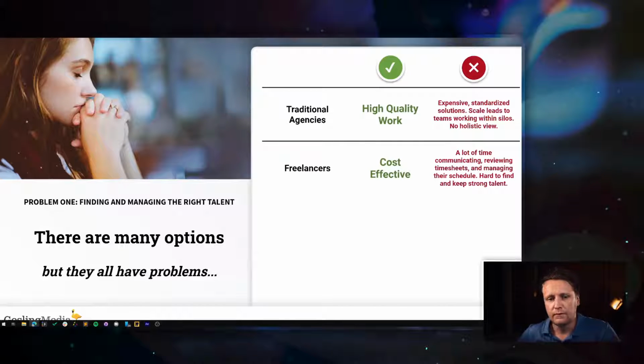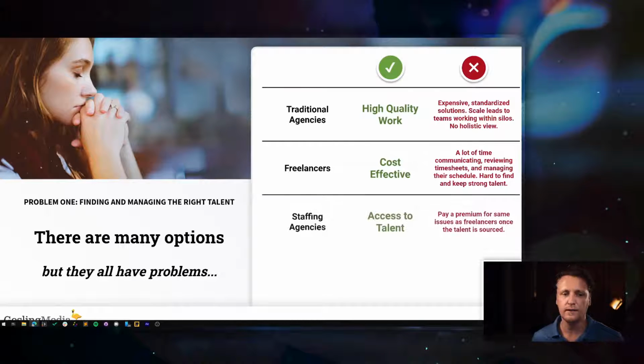The problem though with going direct to freelancers is you'll spend a lot of your time communicating with them because they're a single person. Maybe they don't have the project management skills that you need or the industry expertise, but you'll spend a lot of time talking to that individual, also reviewing timesheets, managing their schedule. And I can speak from a lot of experience that the really good freelancers, it's hard to keep them engaged. They either take a job elsewhere, or they're too busy with other clients. So you often have to have multiple freelancers as backups.